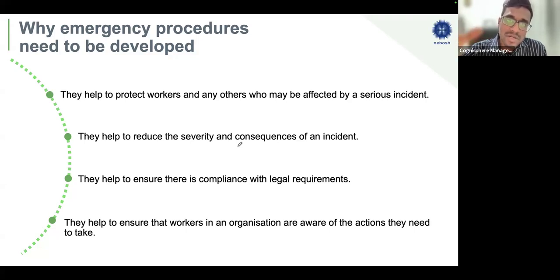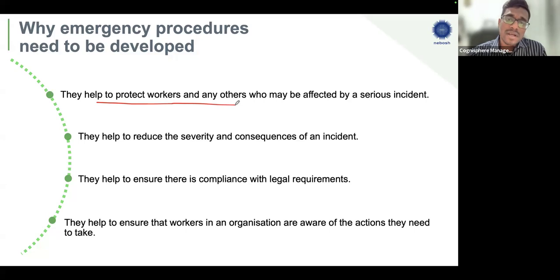Okay. So these emergency procedures are not going to prevent accidents from happening, but they will minimize the loss, whether in terms of human loss or financial loss. If emergency procedures are not there, then the situation can get from bad to worse. So in order to minimize the severity and consequence of an incident, emergency procedures need to be developed. They help to protect workers and any others who may be affected by a serious incident.